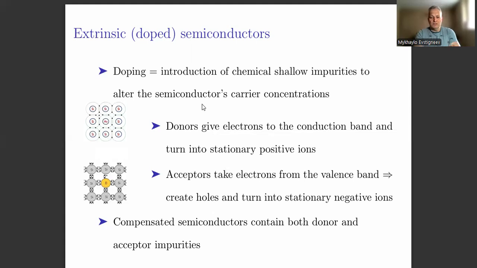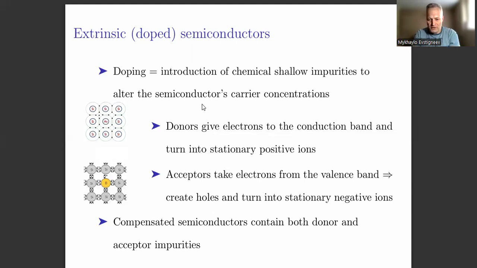The binding energy is not smaller than the thermal energy, but slightly bigger typically, but not by a lot. So thermal activation is sufficient to easily ionize that impurity atom, and so the impurity atom turns into a positive ion, sitting tightly in the crystal lattice. And the electron that it gave away to the lattice goes into the conduction band.